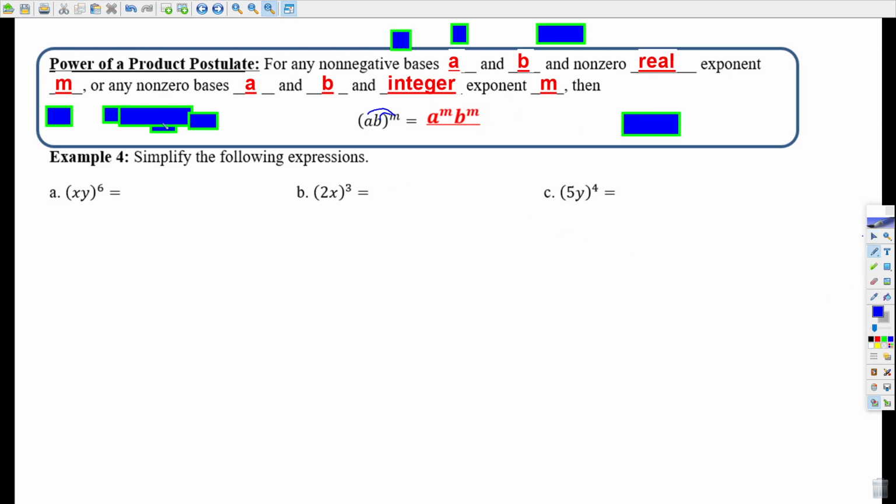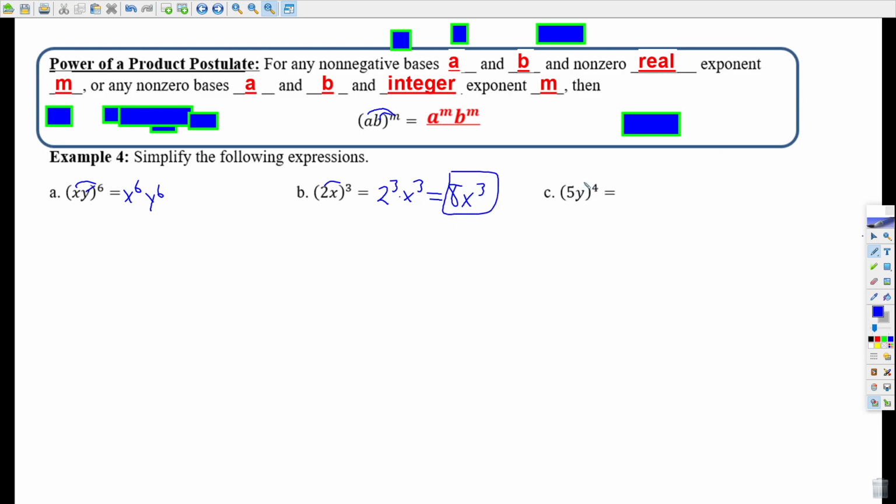For example, y to the 6th, we would do x to the 6th, and then y to the 6th. It just goes to both of them. Boom, boom. B, we would do 2 to the 3rd times x to the 3rd. Now, I am going to simplify this one because we've done this before, and it's not that big of a number. 2 to the 3rd is 2 times 2 times 2, which is 8x cubed.